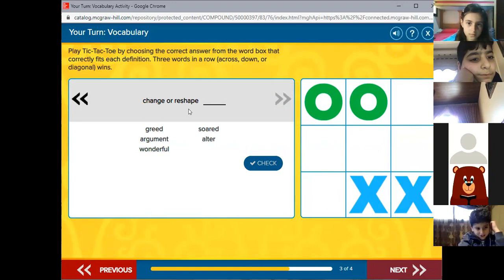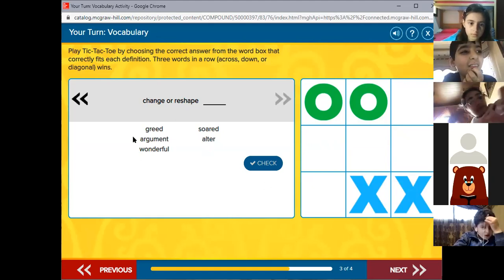Yalla, Ibrahim. Miss, no. You put the X over this X, and then put the O next to the O's. I don't put O's. Yalla, Ibrahim. Change or reshape. Change or reshape? You put R. I didn't hear you. Repeat. I'm thinking. I think. Argument?